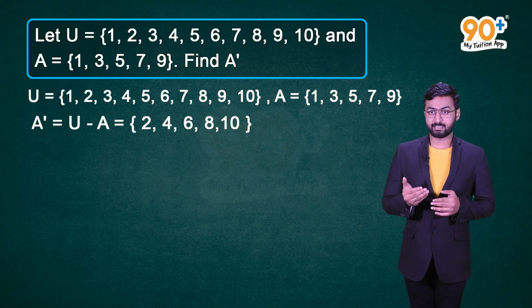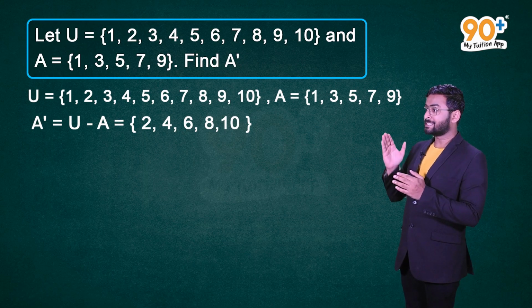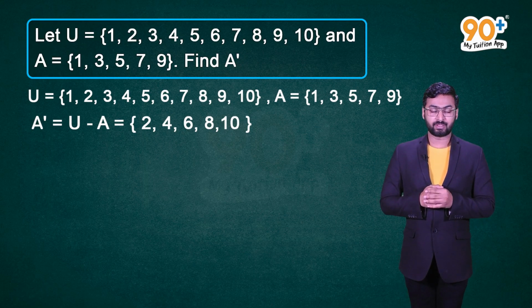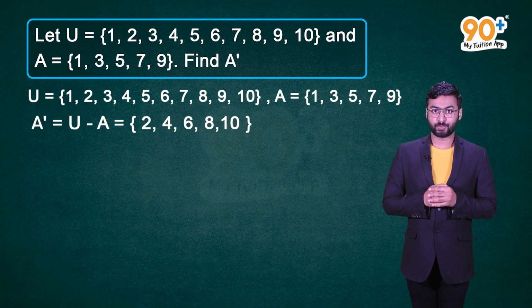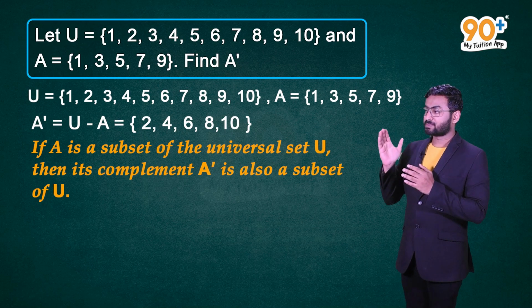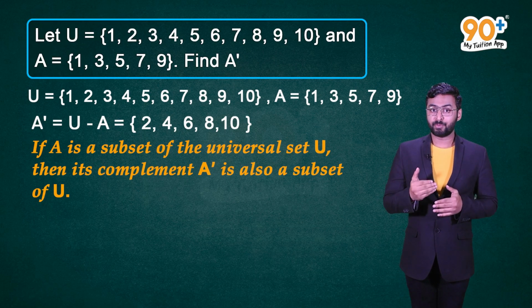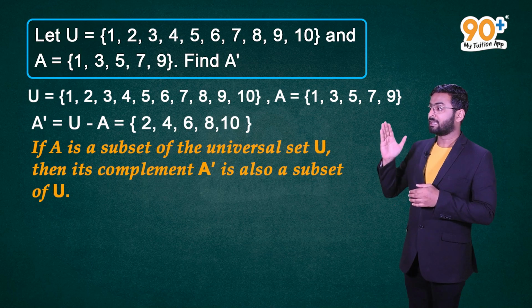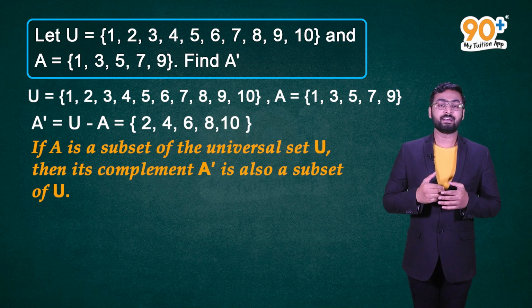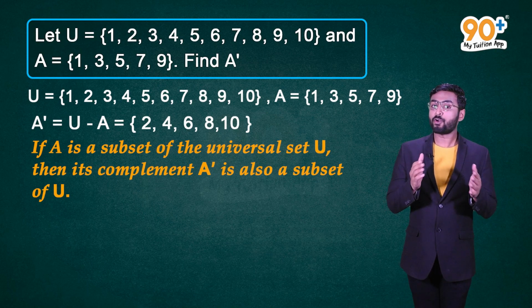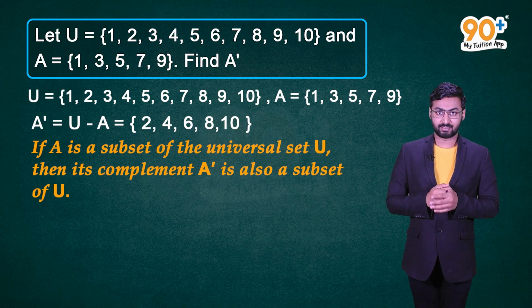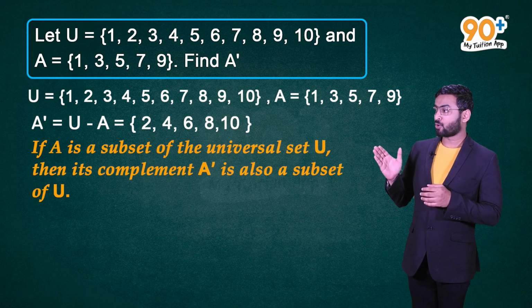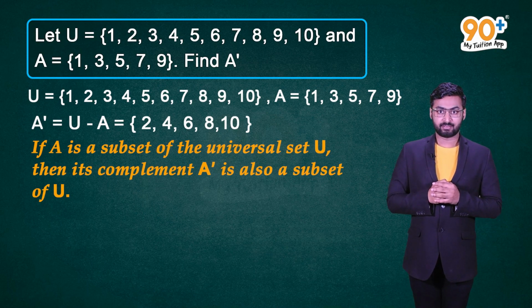Here we can see that A complement is also a subset of U, as all the elements of A complement are also in U. So we can say that if A is a subset of the universal set U, then its complement A complement is also a subset of U. Now what if we need to find the complement of A complement? That is A complement the whole complement.